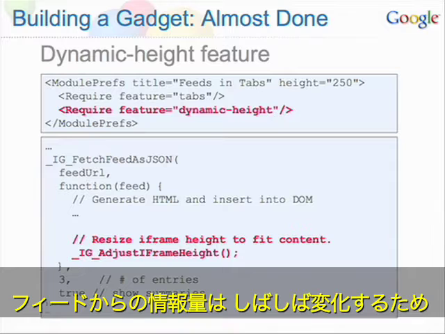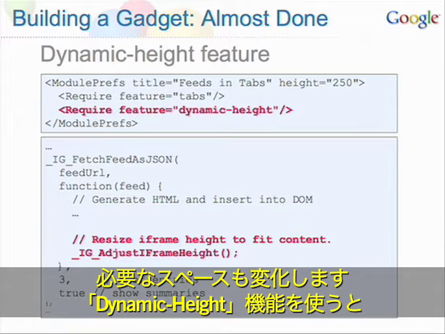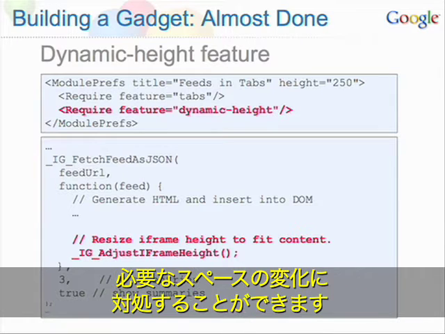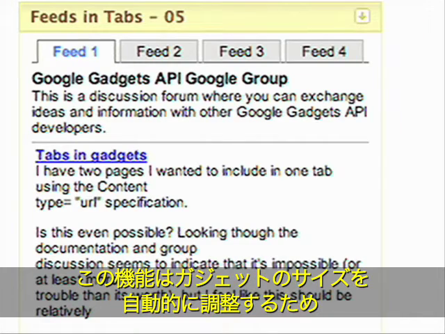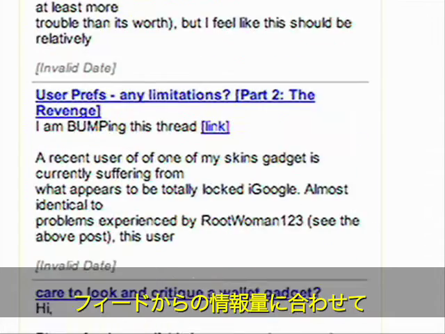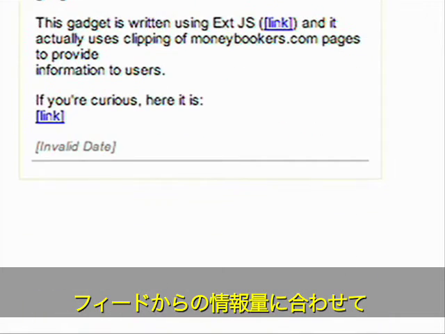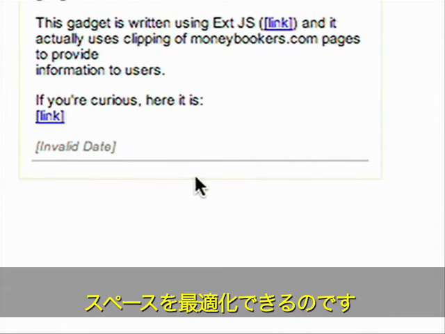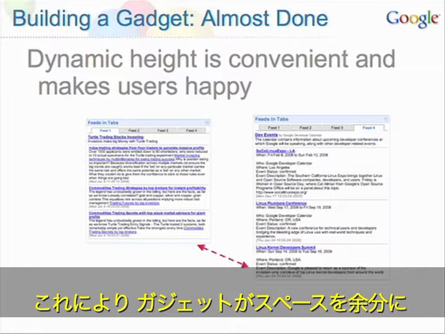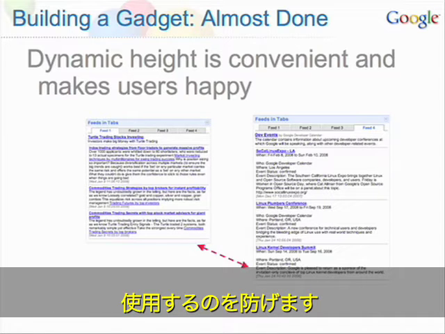Since the amount of information from your feeds will change often, you can combat the changing need for space this creates with the dynamic height feature. This feature will automatically resize your gadget so that it will best fit the amount of information coming from your feeds. It will prevent your gadget from taking up unnecessary space.